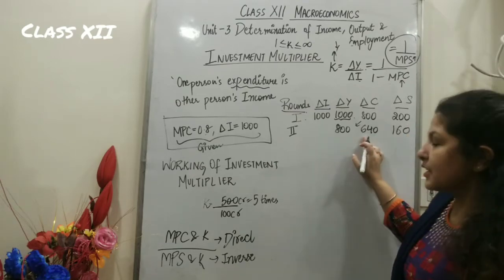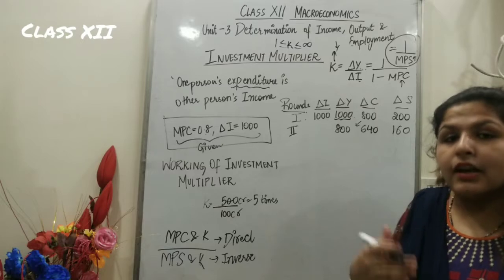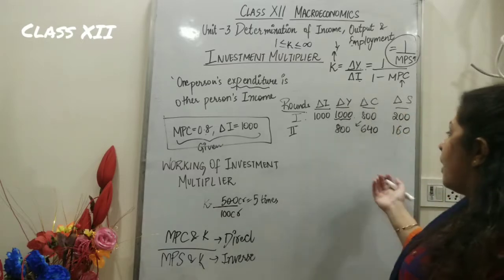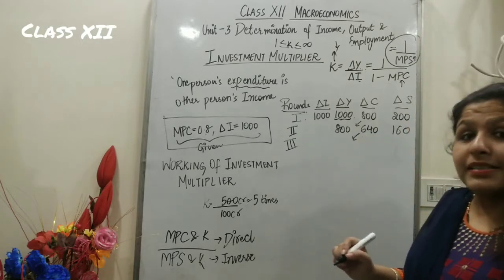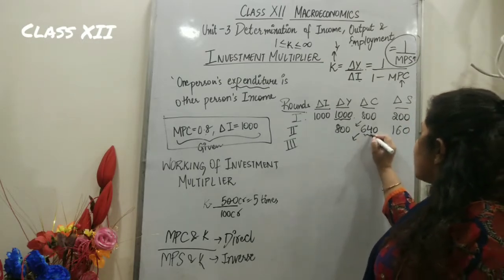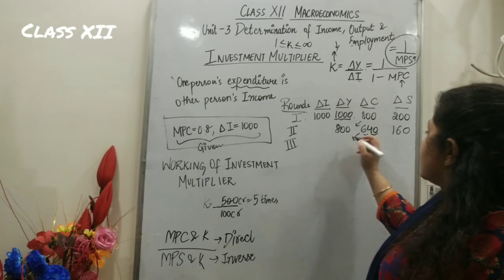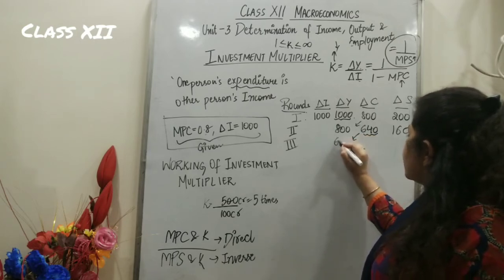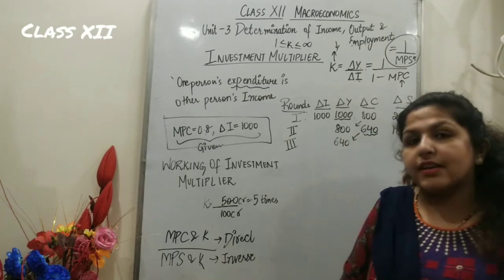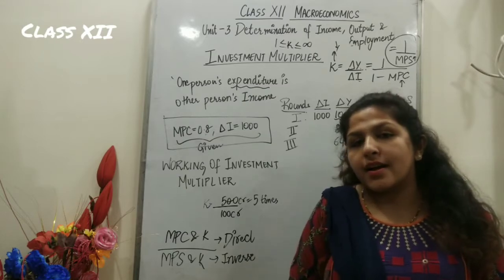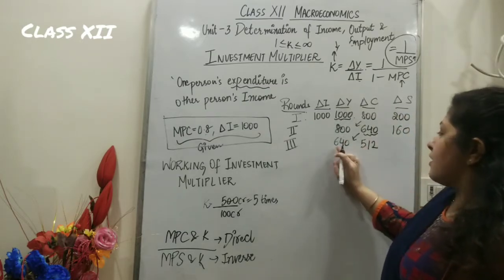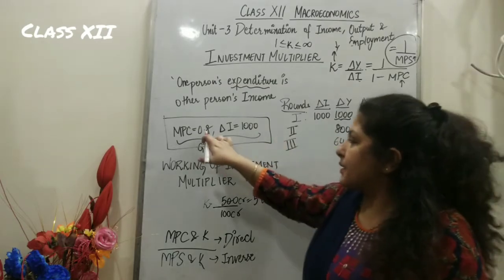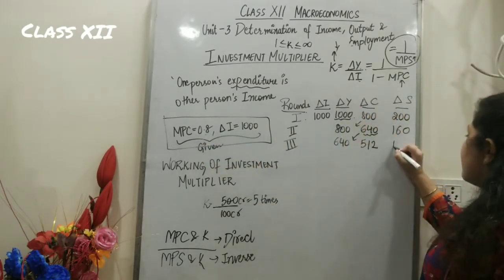Now again, if this person will spend 640 on goods and services, he will go outside. The third round will say the new income generated in the economy by some other person. किसी और के पास, क्योंकि तुमने तो खर्च कर दिया. It has gone to some new person. A new person is having income now. Now new person क्या करेगा? He will consume his 80% of 640 because MPC is 0.8 and will save the remaining.